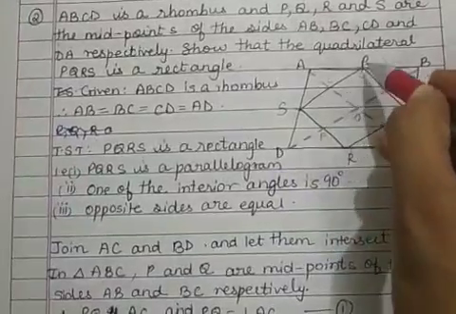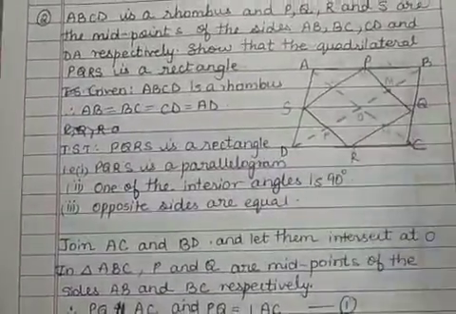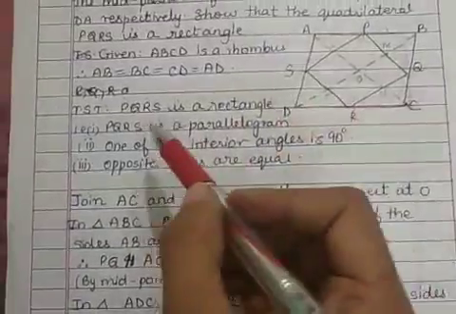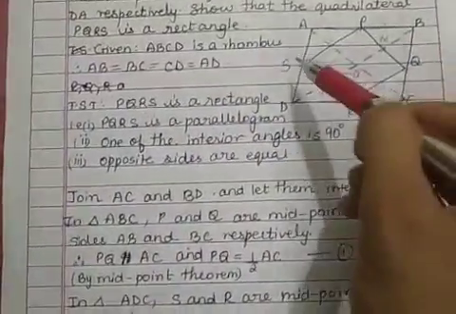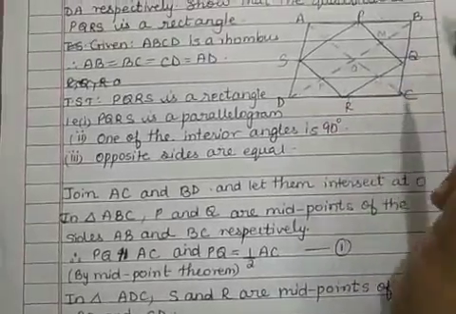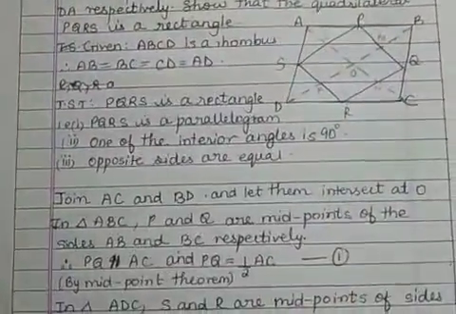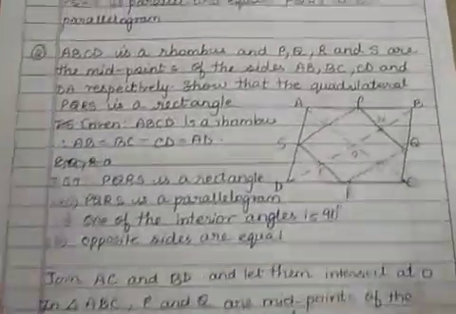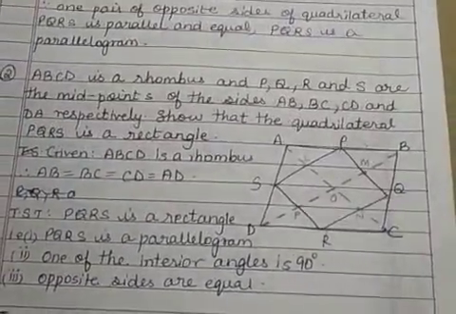Now we have to show that PQRS is a rectangle. To show that this is a rectangle, you have to show that PQRS is a parallelogram, one of the interior angles is 90 degrees, and also the opposite sides are equal. If you show this, then this is a rectangle.